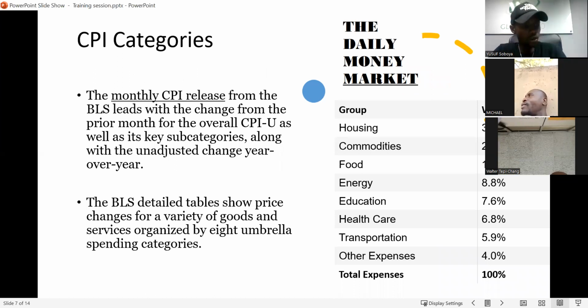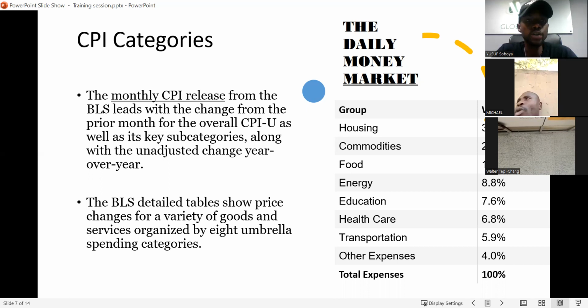All right, now we are on the CPI categories. What are the categories of CPI? We already checked the CPI categories. Maybe we can see the percentage form, how these guys contribute to the consumer price index. Okay.